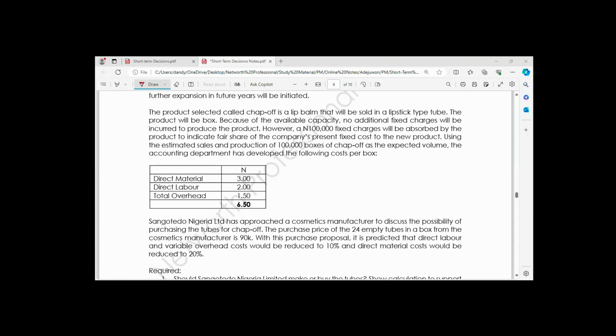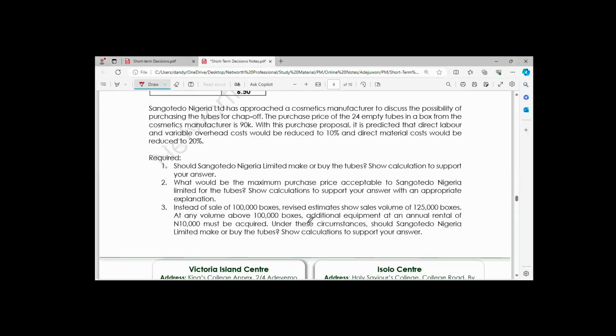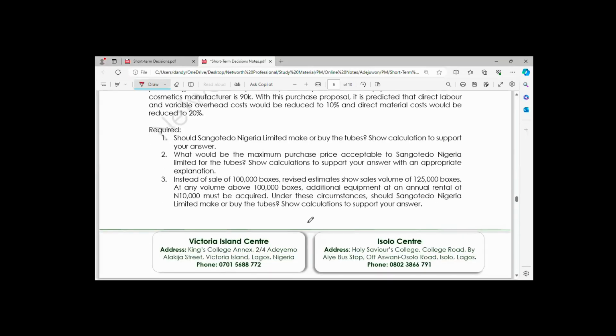Required. Question 1. Should Shangote Edo Nigeria Limited make or buy the tubes? Show calculation to support your answer. Question 2. What would be the maximum purchase price acceptable to Shangote Edo Nigeria Limited for the tubes? Show calculations to support your answer with an appropriate explanation.